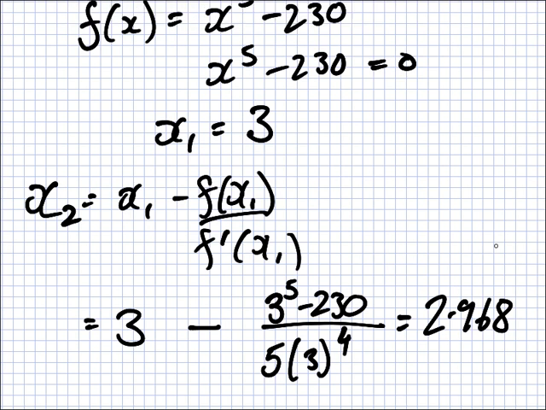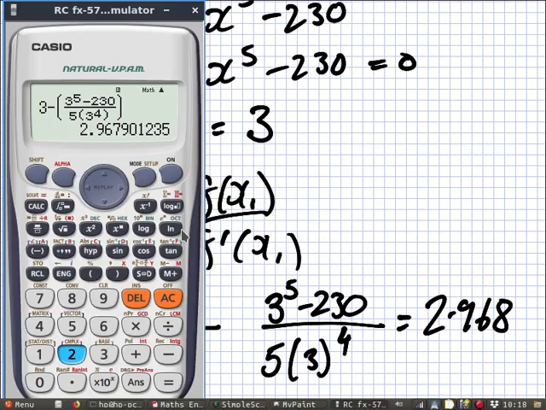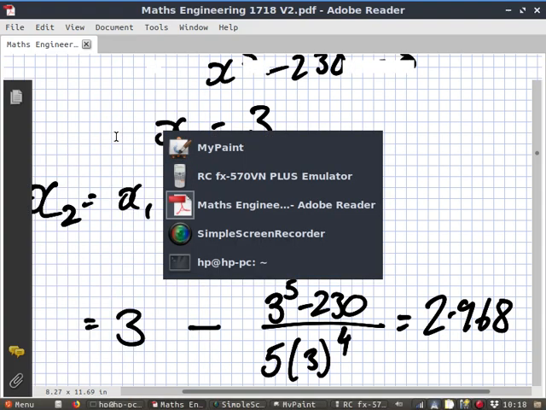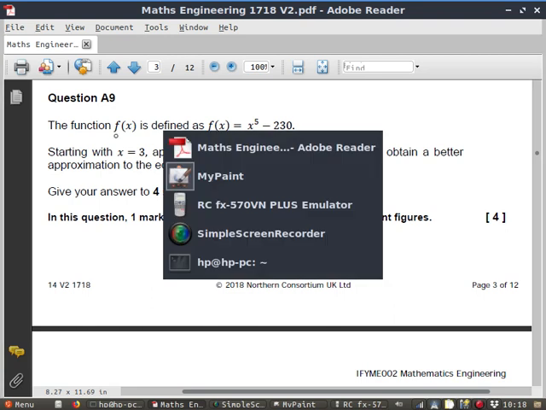How good is that, by the way? I'm curious how good it is. 2.967. Yeah, so it's pretty close to the true answer. Okay, that's it for 4 marks.